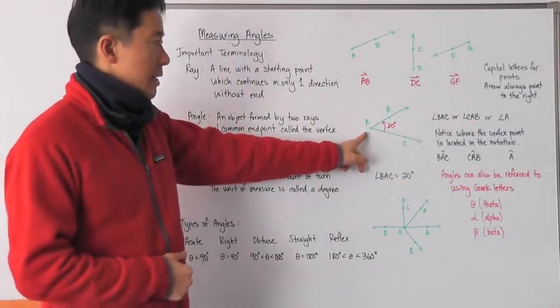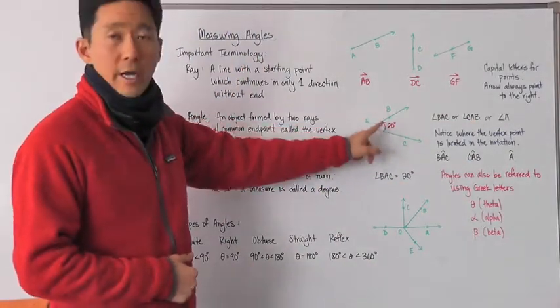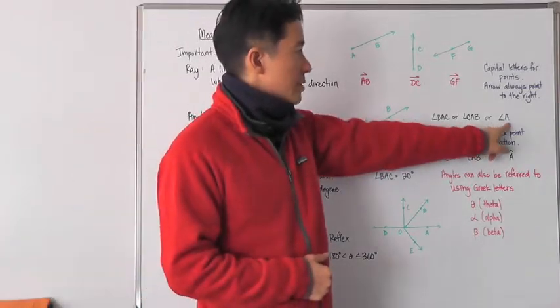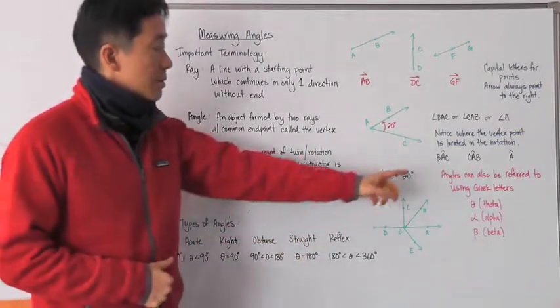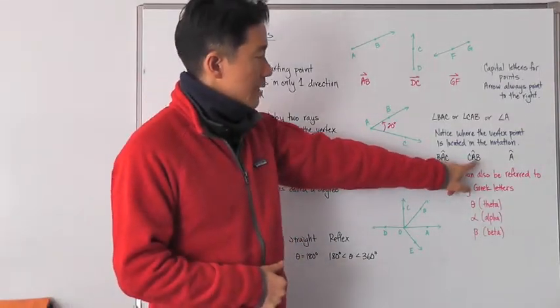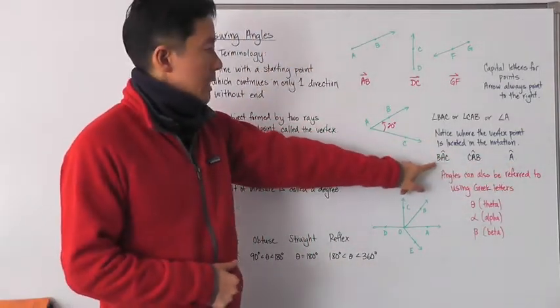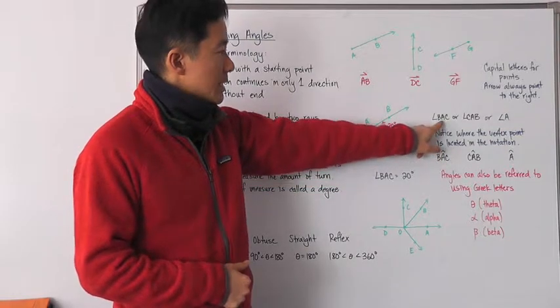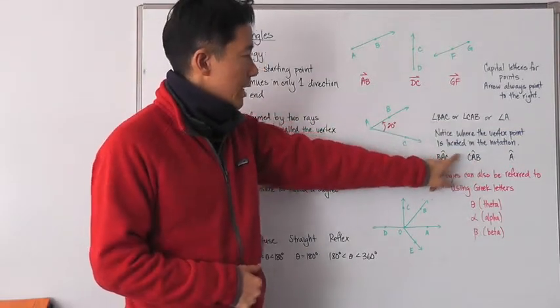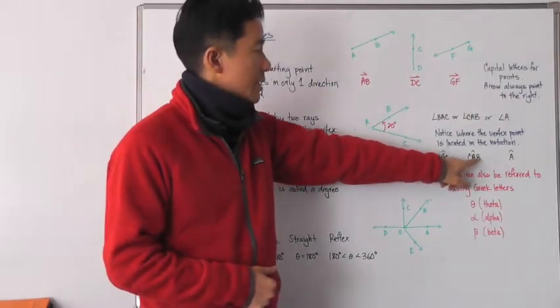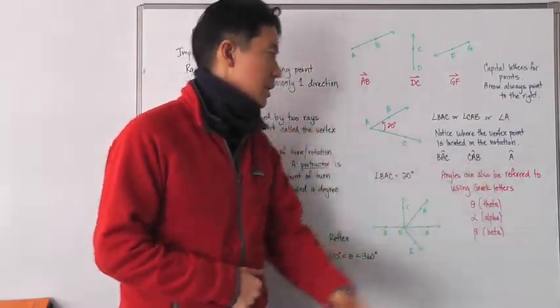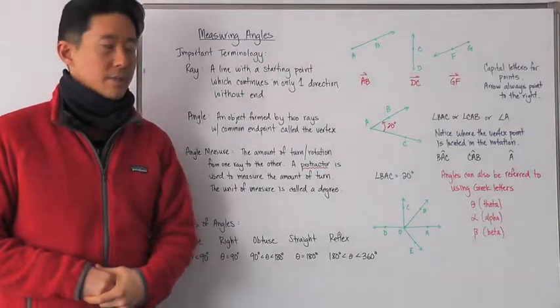Now it's very clear here that this is just one particular angle that we're creating, and so we can also talk about that as the angle A. Another type of notation that you might come across as well is this notation here. Notice it is exactly the same as what we have here, except there's this little caret right above the vertex point to indicate that that's the vertex.